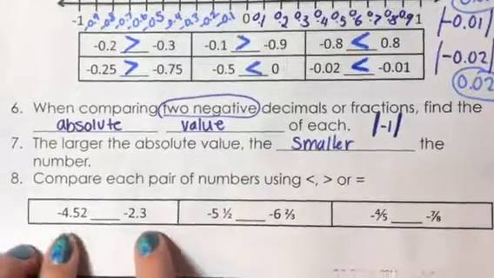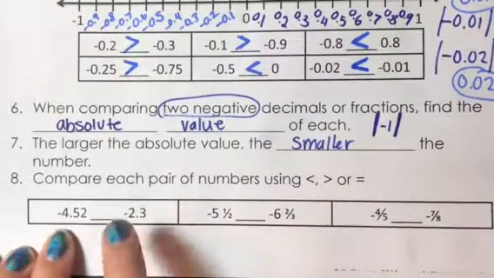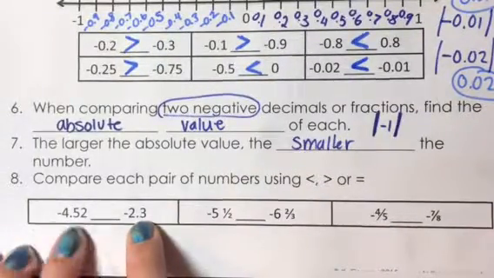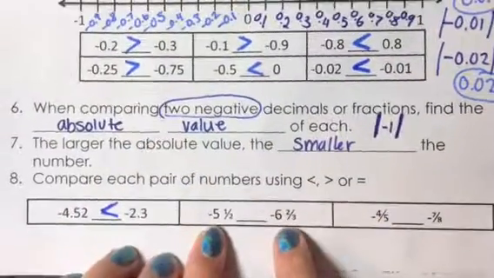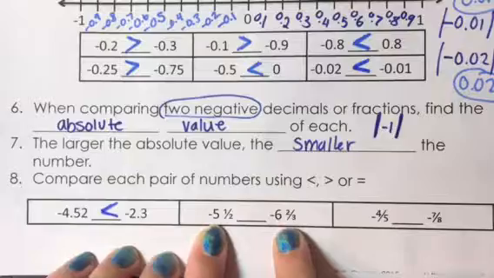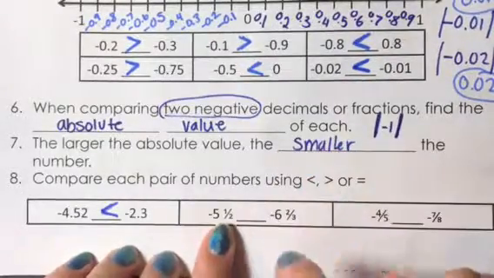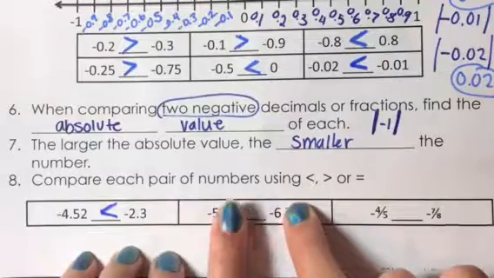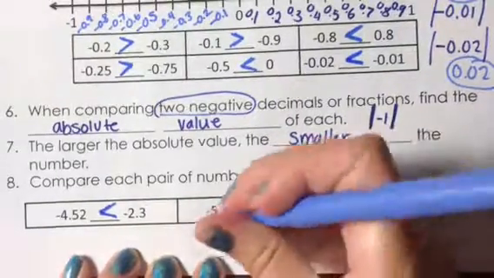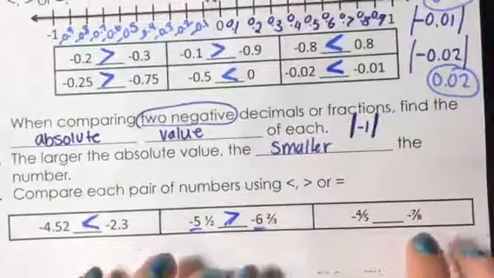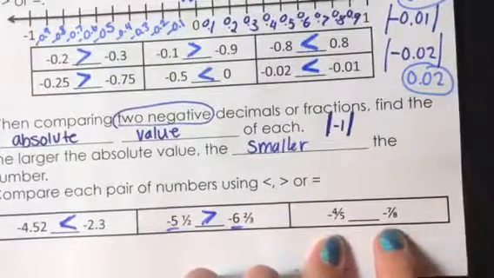So let's take a look. Comparing these numbers, 2.3 is way closer to 0 than 4.52. That one is bigger. Negative 5.5 versus negative 6 2/3. Well, I can just look at the whole numbers. Negative 5 is going to be closer than negative 6. That's one strategy, just take a look at the whole number. And now I have these other fractional pieces.